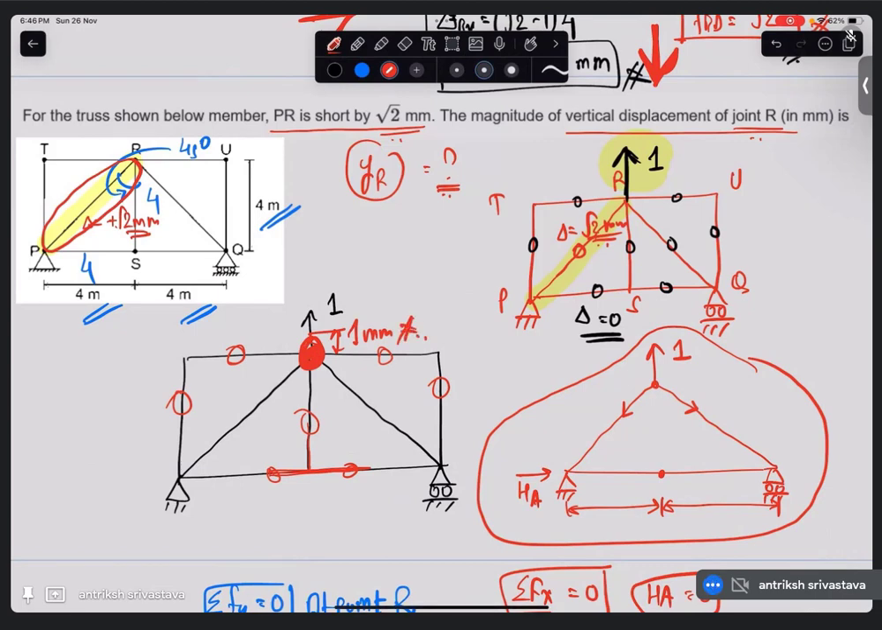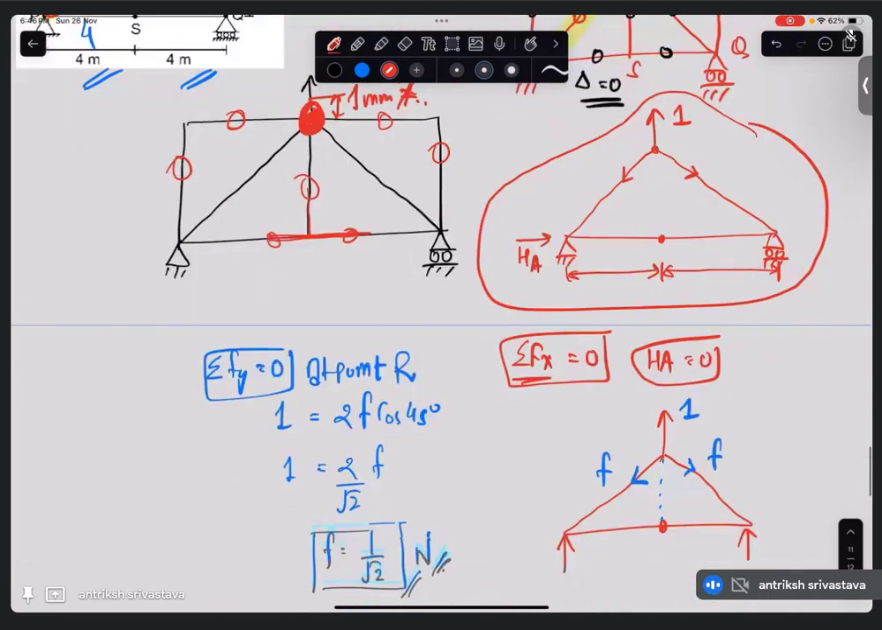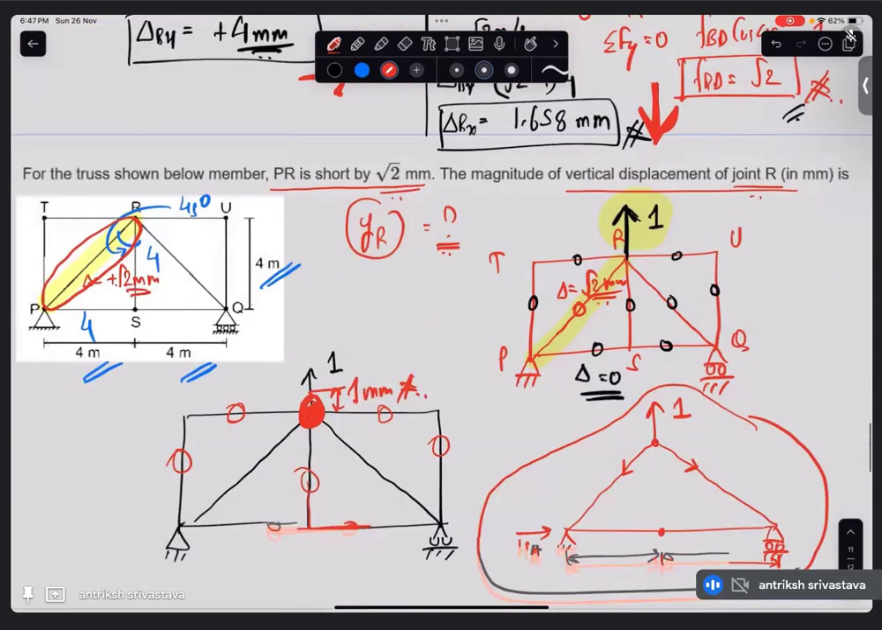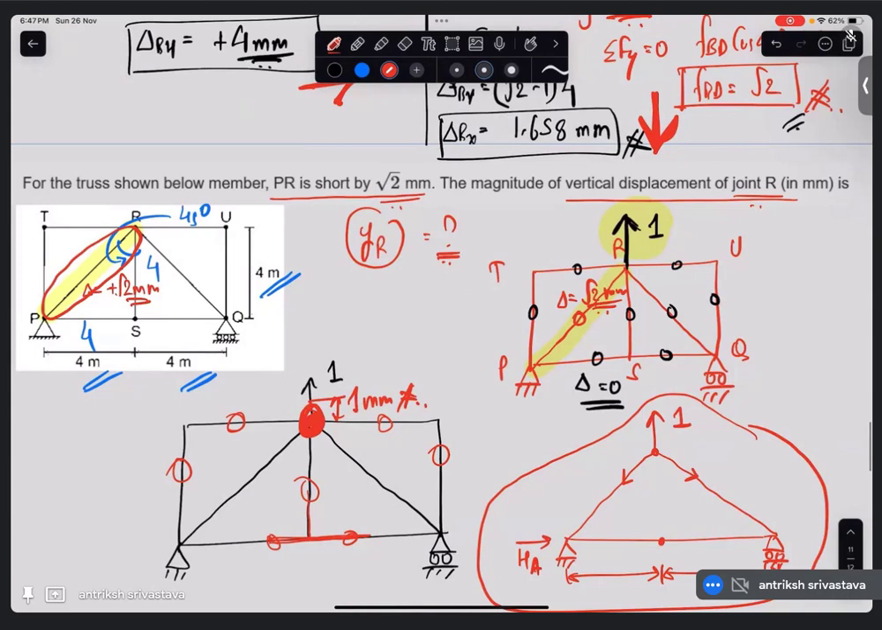So I hope that I was able to develop some confidence in you guys to solve these kinds of questions, because I know the more members we see in a truss, the more our confidence decreases, right? So if you can just look at the questions with a calm mind and try to apply the concepts, then I think you'll be able to solve most of the questions.